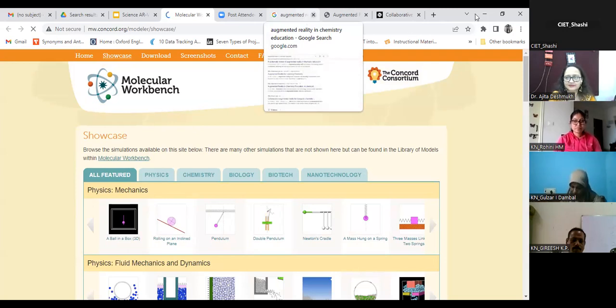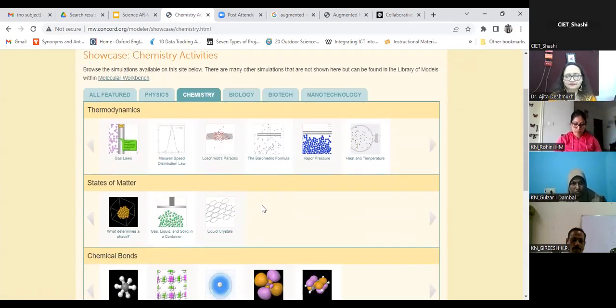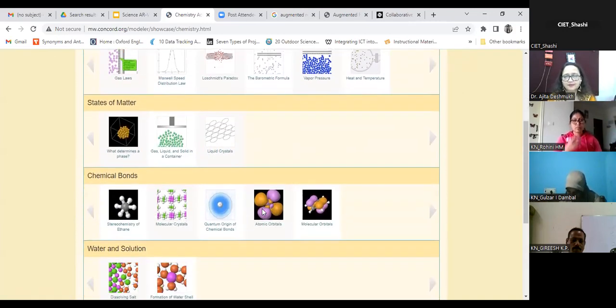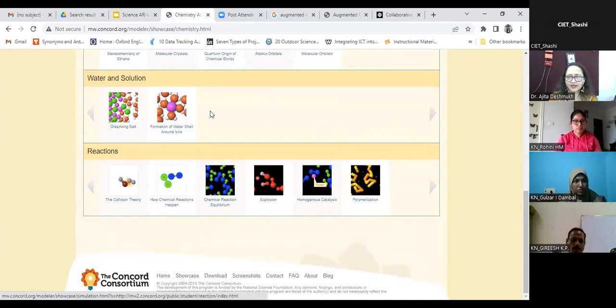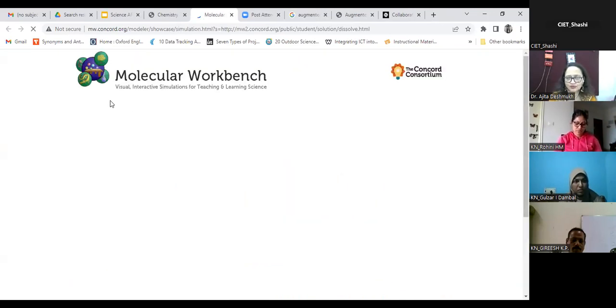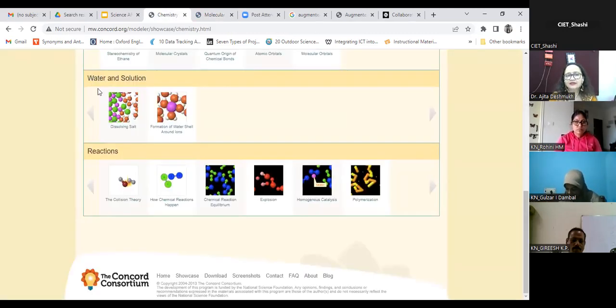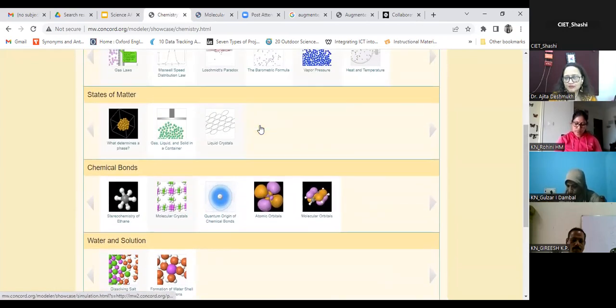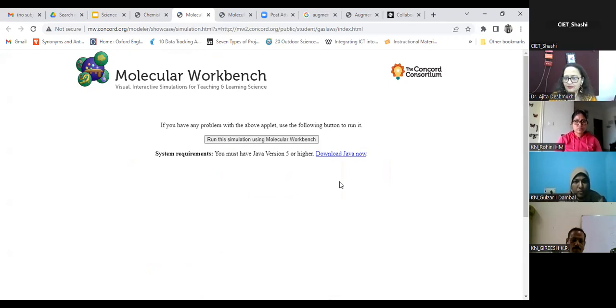The Concord. Okay. So now if you see here, you have lots of experiments. Of course, you have physics, you have biology, biotech, nanotech also. And we are going to go to chemistry. Things are there as per the subjects, as per the topics. You have reactions, you have dissolving salt. Many times, this particular part requires Molecular Workbench that you will have to download. Okay? Because it's more... If you see this, then you'll also need a Java applet to be downloaded.